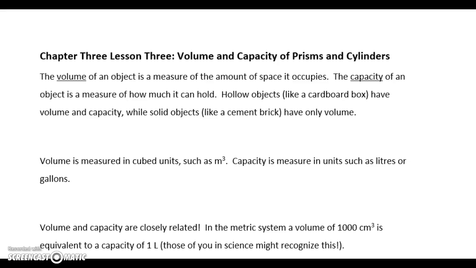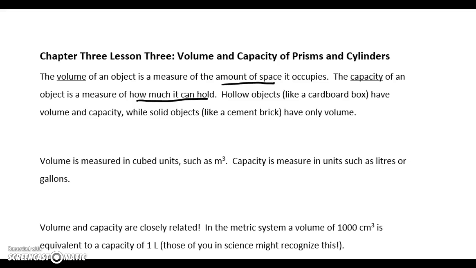So the volume of an object is the measure of the amount of space it occupies, while on the other hand, the capacity of an object is how much it can hold. All objects will have a volume, but not all objects will have a capacity. So it really depends on what type of object you're dealing with.